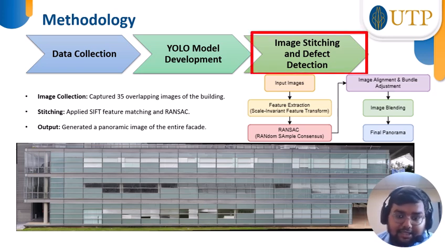Here you can see an example below in which there are 35 separate overlapping images of a building. We have used SIFT and RANSAC to map the features of each overlapping image, and then we use the image alignment and bundle adjustment to generate a full panoramic image of the entire facade.